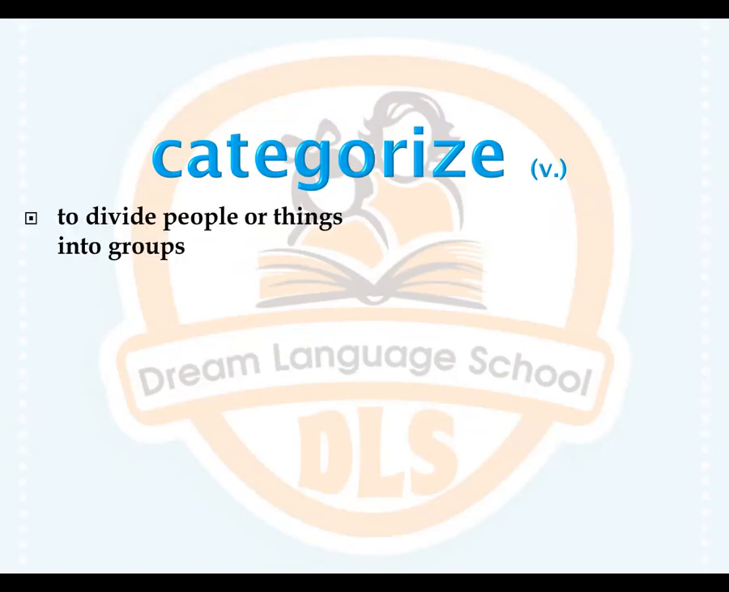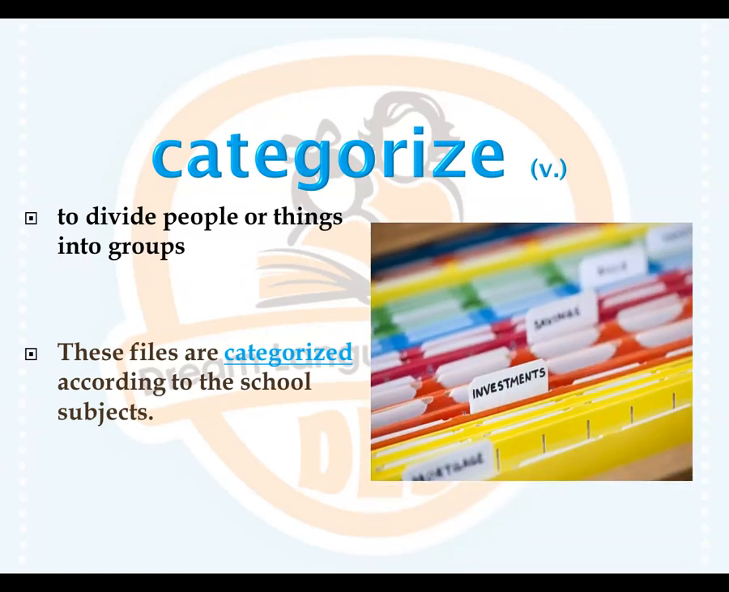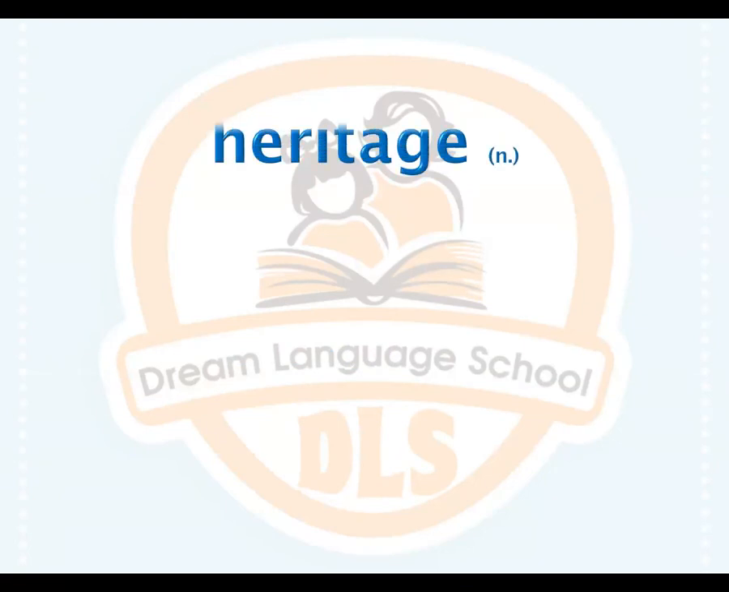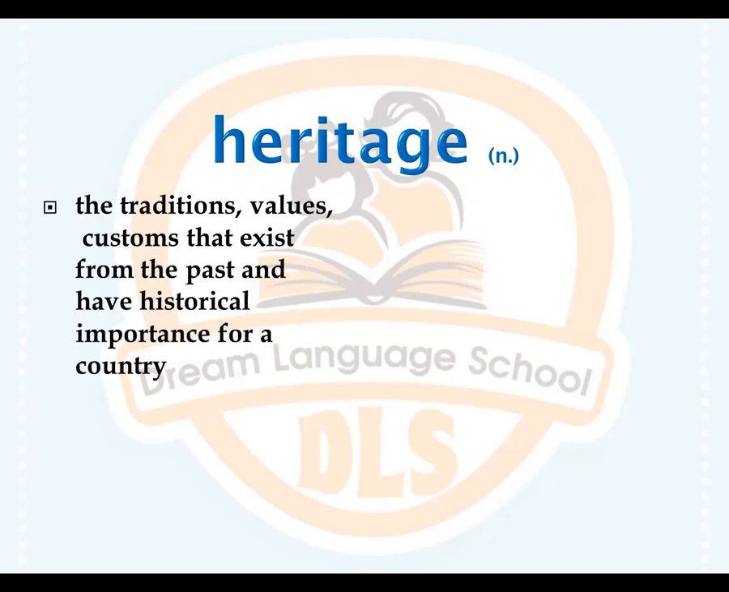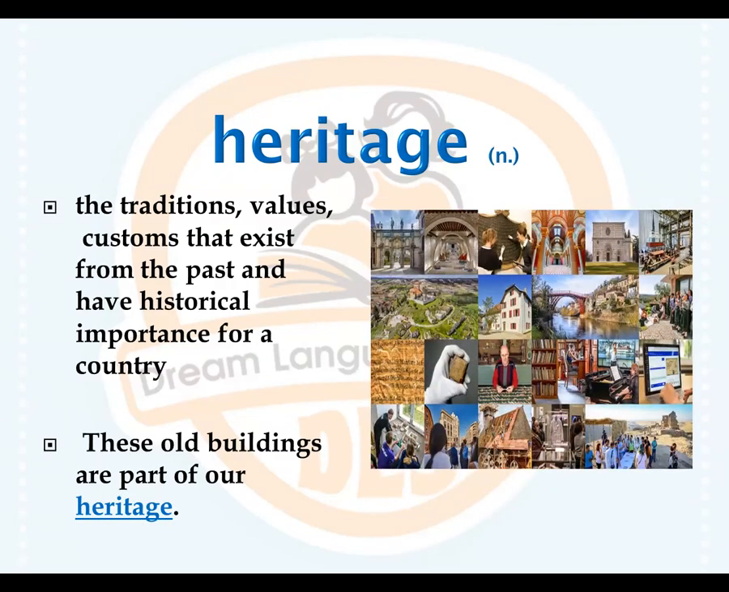Categorize: to divide people or things into groups. It's easy. These files are categorized according to the school subjects. Heritage, our title for our lesson. Heritage: the traditions, values, and customs that exist from the past and have historical importance for a country. These old buildings are part of our heritage. Of course, every country has its own heritage.